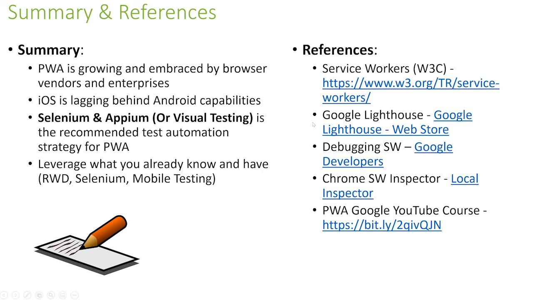There are some nice references, mostly from Google, but also some W3C service worker guidelines for implementation. You have a full YouTube course just for PWA that you can follow. You have the local inspector from Chrome that you can use to debug your service workers. So there is content out there. If you are looking to expand your digital reach and your end user experience, consider switching from responsive to progressive.